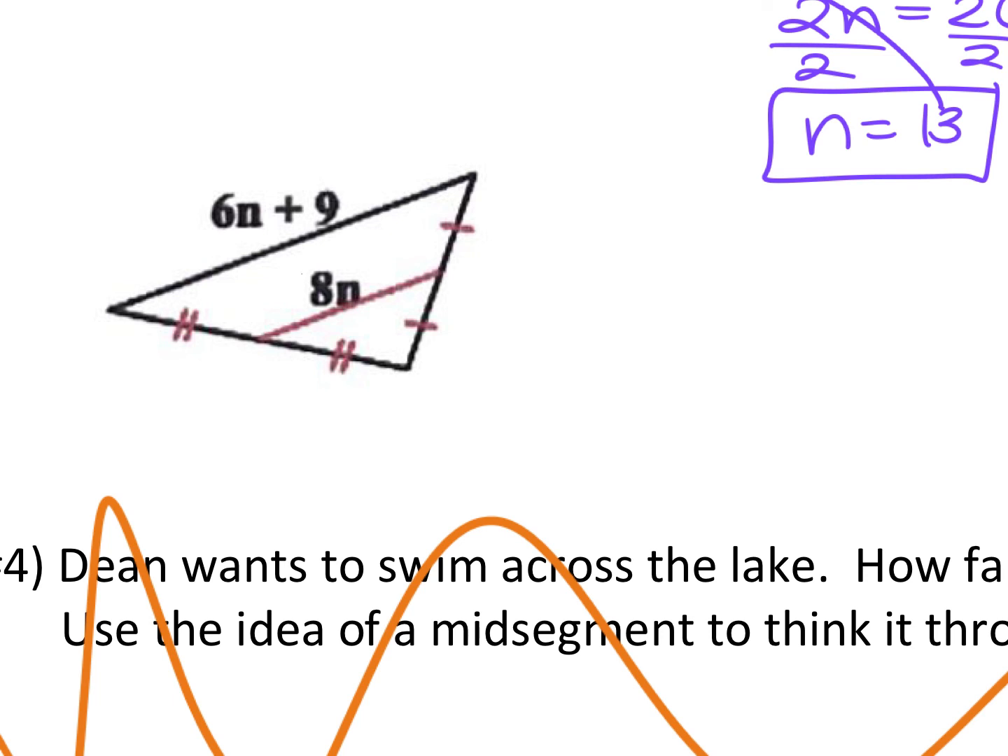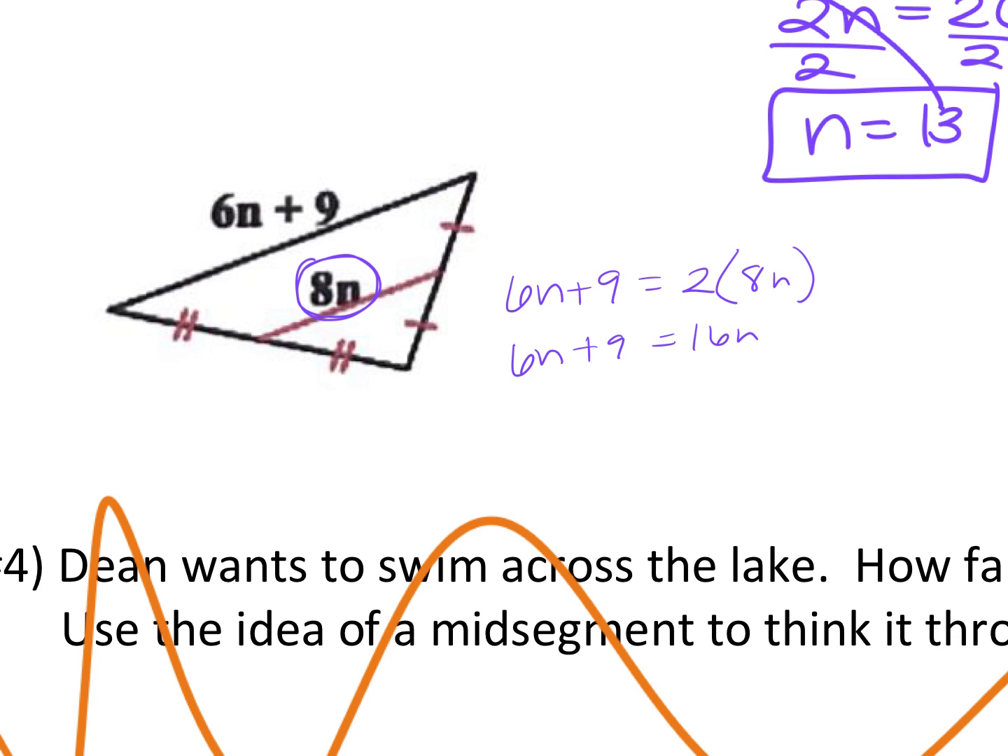Okay, so here's the deal. This is your shorter one, right? So we should double it. So 6n plus 9 equals 2 times that 8n. So that means 6n plus 9 equals 16n. How do you solve that? Subtract nine.